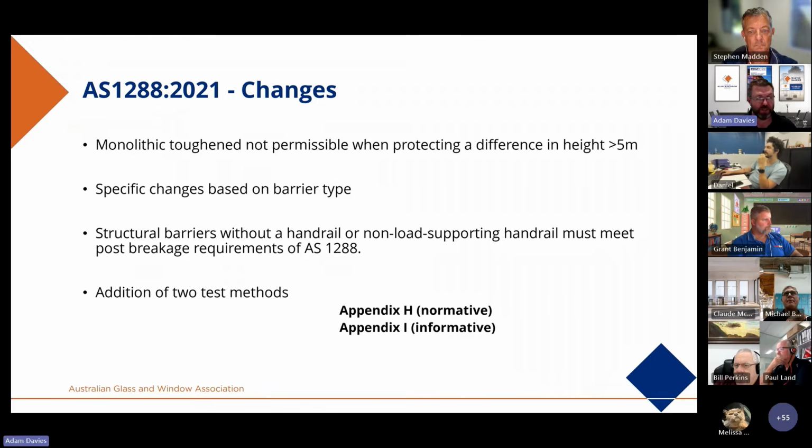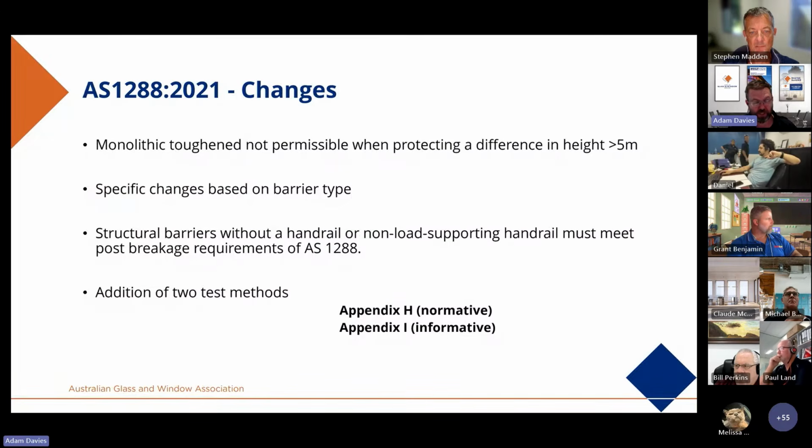One of the major changes to the 2021 version, and one of the most positive, is the adoption of 2 new appendix methods. So Appendix H is a test methodology for barrier systems, and Appendix I is a method to demonstrate post-breakage behaviour. Appendix H is an excellent addition, as now it bridges the gap between the limited table guidance given in Section 7 and going all the way to a full performance solution.